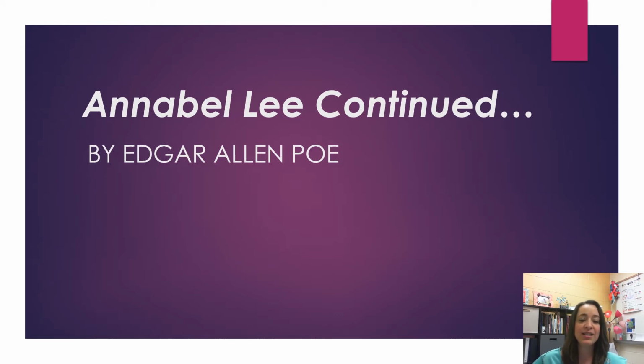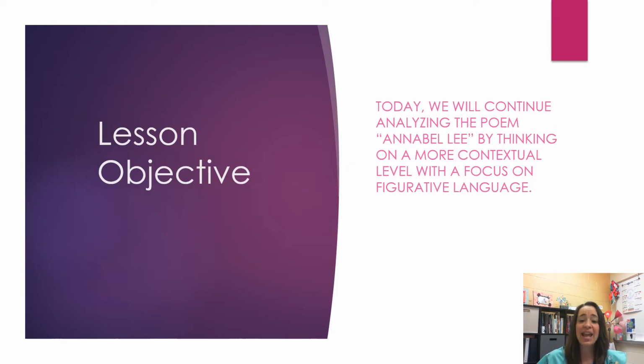Before we get started, to participate fully in today's lesson, you will need a few things: paper, a pencil, a hard surface to write on, and your notes from the first lesson. Let's get started. Today, we will continue analyzing the poem Annabel Lee by thinking on a more contextual level with a focus on figurative language.